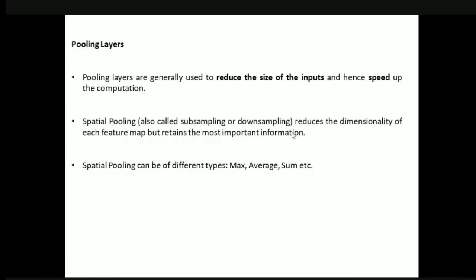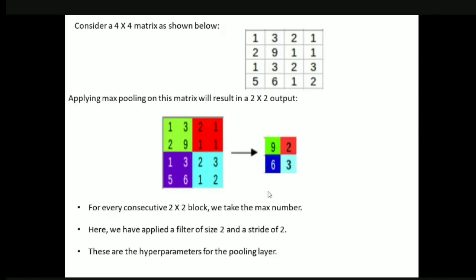There are different types of pooling. The first one is max pooling. We can use average pooling. We can use sum pooling, etc. Now let us see how pooling is done on the image. Let us consider a 4 by 4 matrix here. This is a 4 by 4 matrix. Now we are going to apply the pooling concept, and that we are using max pooling.